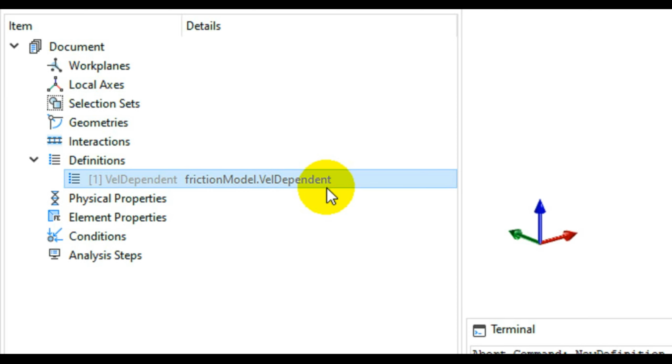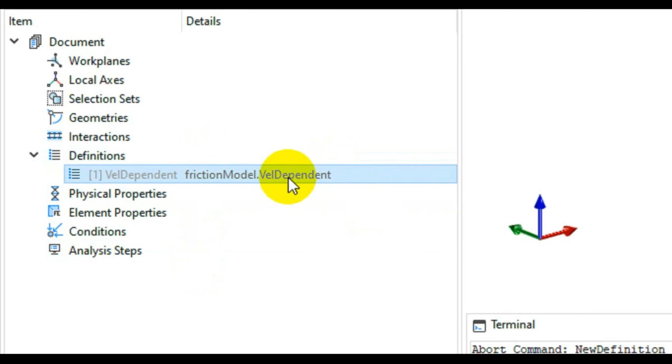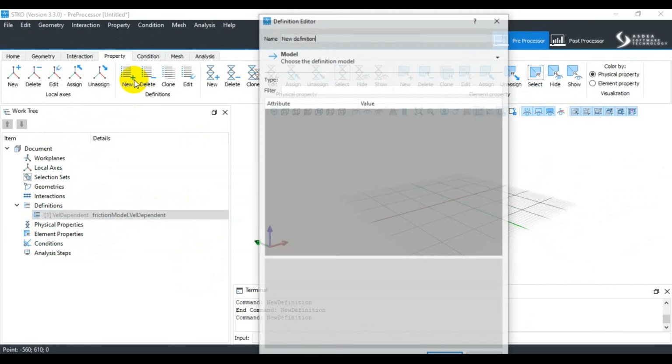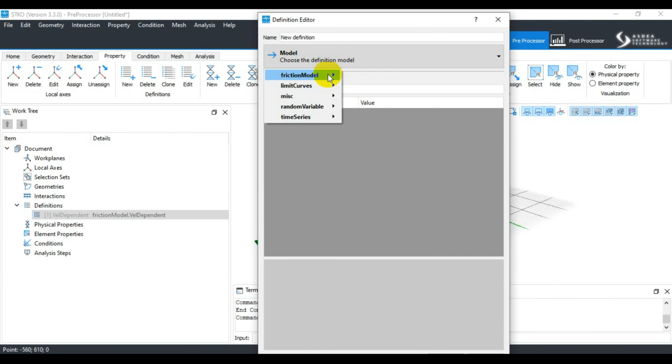And that's how we can define the friction model in OpenSees. Other than that, I will also discuss the velocity-normal force dependency and velocity-pressure dependency and their practical application. So thank you so much for watching.